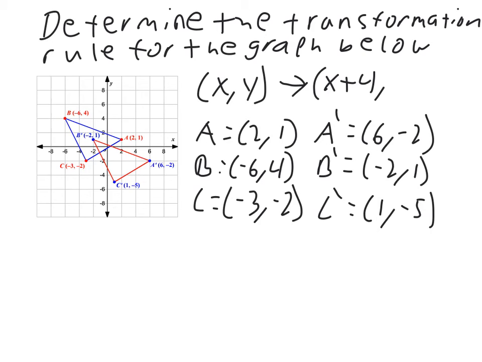And then for the y, let's look at the y's. We have 1 to negative 2. To get that, you have to subtract 3. 4 minus 3 is 1. Negative 2 minus 3 is negative 5. So for the y's, we will subtract 3. And there we go. There's our rule. x becomes x plus 4, and y becomes y minus 3.